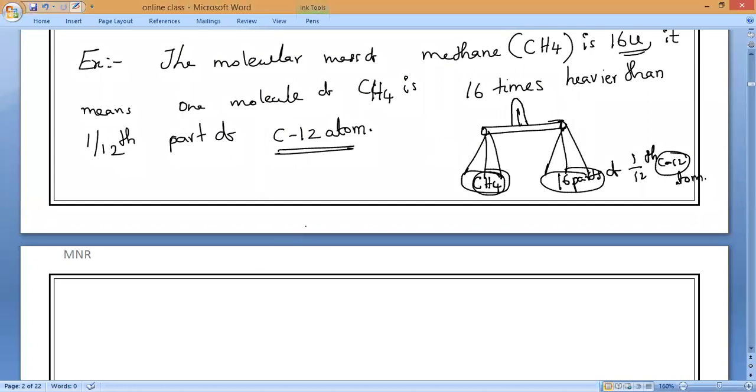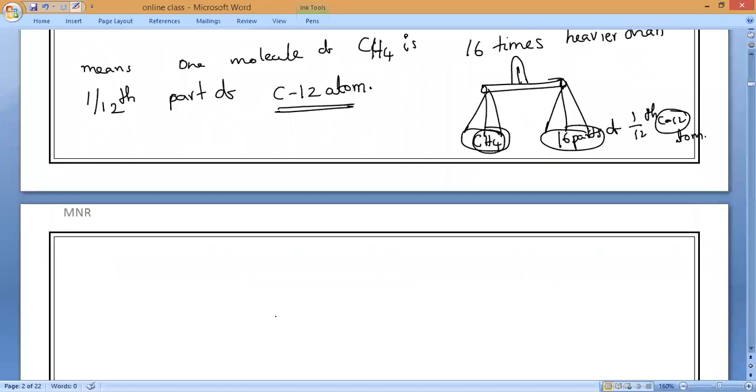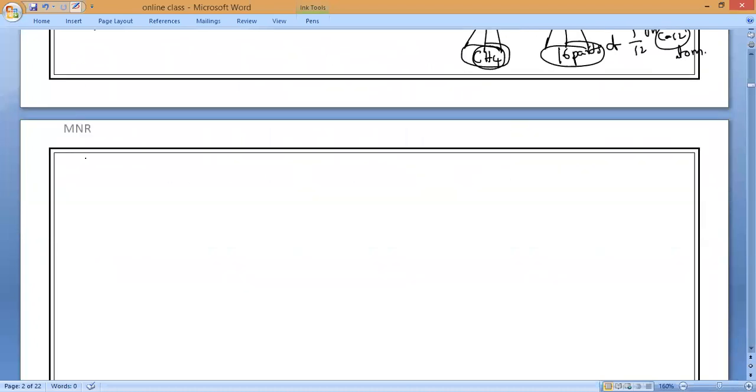Okay, so now let us calculate the molecular mass of elements. Before going to teach that, I will teach you one formula also that you can remember for any kind of element. So keep the heading: calculation of the molecular mass.